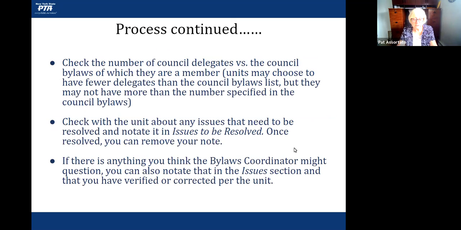Check the number of council delegates versus the council bylaws of which they are a member. Units may choose to have fewer delegates than the council bylaws list, but they may not have more than the number specified in the council bylaws. You can check the council bylaws by going into Salesforce, click on the unit name. You will see the council they are a part of listed on the right. Click on the council and you can scroll down and click to view the council bylaws for cross-reference.